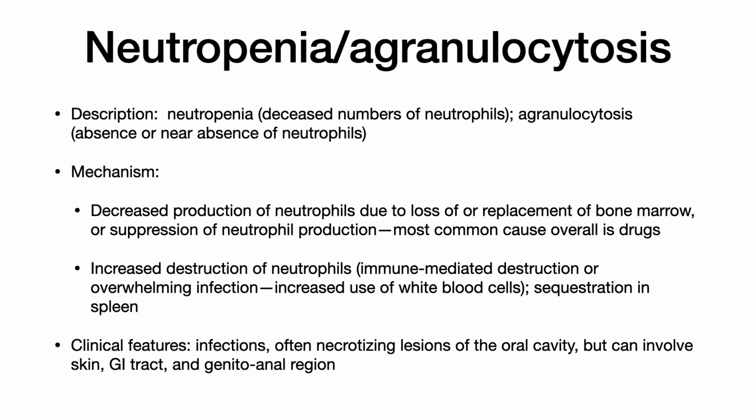And then sequestration in the spleen: as you talk about anemia, it can sequester red blood cells, but it can sequester white blood cells as well, and that can cause a decreased number that are circulating in the blood. This can obviously lead to infections, and common infections actually affect the oral cavity, but could involve other areas as well. It's listed skin, GI tract, the genitoanal region of the skin specifically.